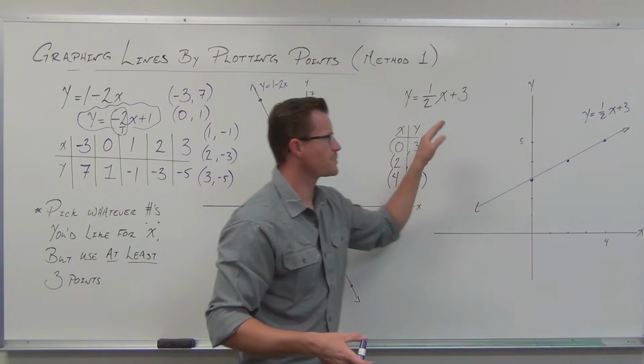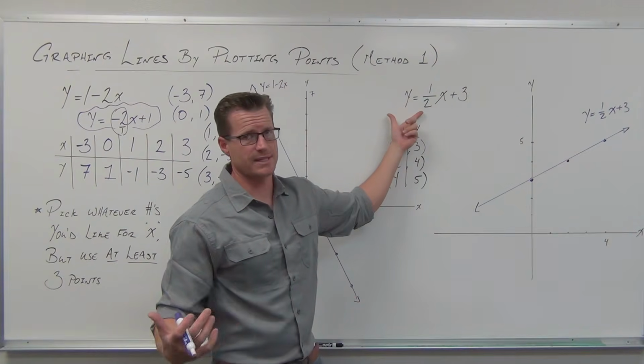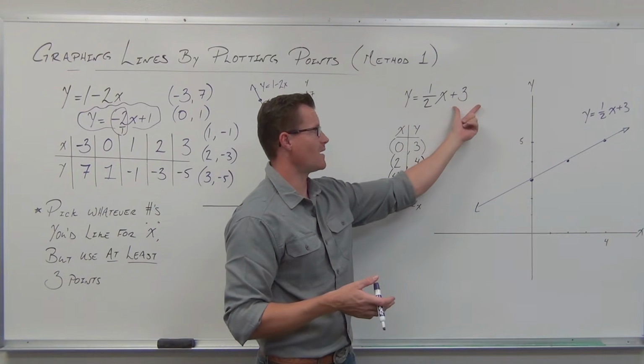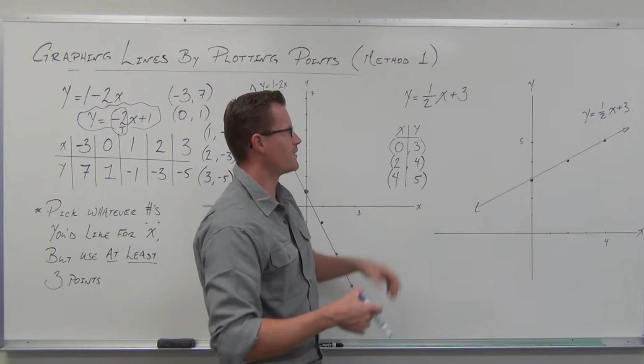How do these numbers play into that line? Same as that one. It's already solved for y, that's fantastic. The terms are in order on the right-hand side. I got my x's, I got my constant. Check out how it works, it's so cool. You can graph lines in like 5 seconds.